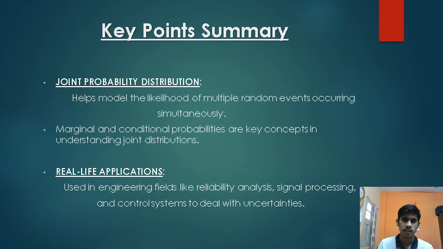Okay, proceed to the next slide. Key points and summary. This is the last page, indicating the summary. Joint probability distribution key points are: it helps model the likelihood of multiple random variables occurring simultaneously. Marginal and conditional probability are key concepts in understanding joint distributions. Real life applications: used in engineering fields like reliability analysis, signal processing, and control systems to deal with uncertainties.